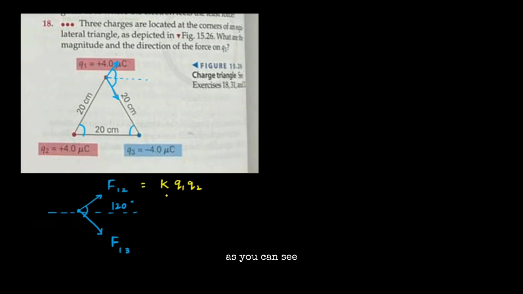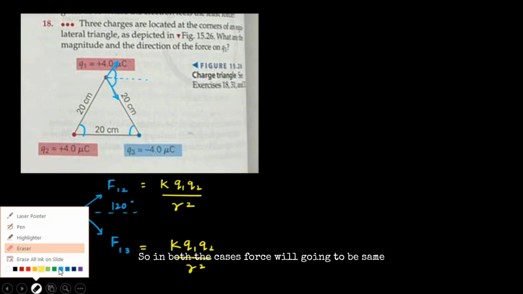So as you can see that the magnitude of these two forces are definitely going to be same. Why they are going to be same? Because q1 is positive 4, q2 is positive 4, whereas q3 is negative 4. So negative sign is only responsible for giving us the directions, which we have already mentioned in the diagram. So the magnitude will remain same. So in both the cases, force is going to be same. So I can just mark it as F.